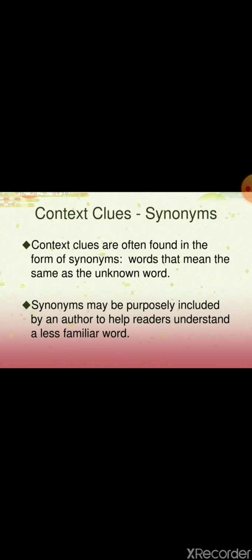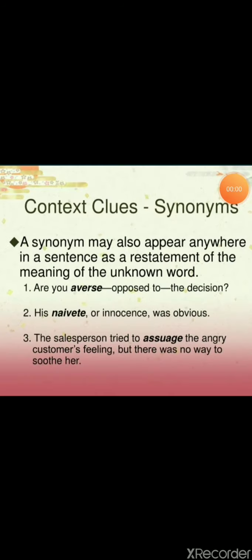Context clues are often found in the form of synonyms, words that mean the same as the unknown word. You will get this clue in the same sentence. Synonyms may be purposely included by an author to help readers understand a less familiar word. You will get the clue while reading the sentence. And if you are not getting it and the words are given in the format of options A, B, C, D, then also root knowledge will help you go to the exact option. Let's see how the clues help in restatement for the synonyms.